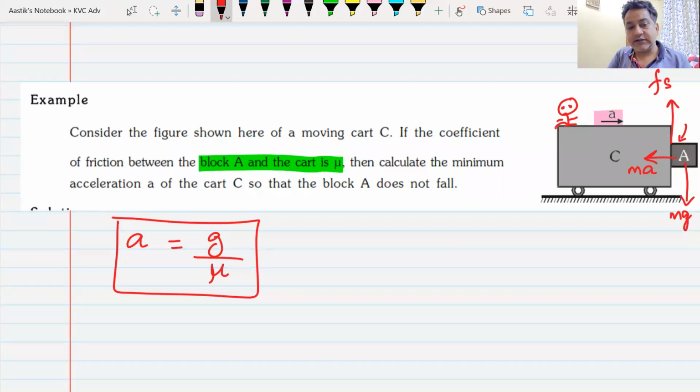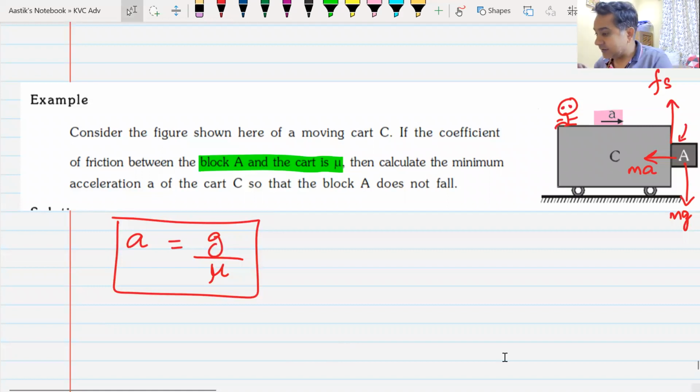Okay, then one more result that you must remember, and I will give you the result. This result is for a wedge which is moving, and how does this result look like? Let me draw that wedge for you, and that is again a very common question that has come many times in the exam.